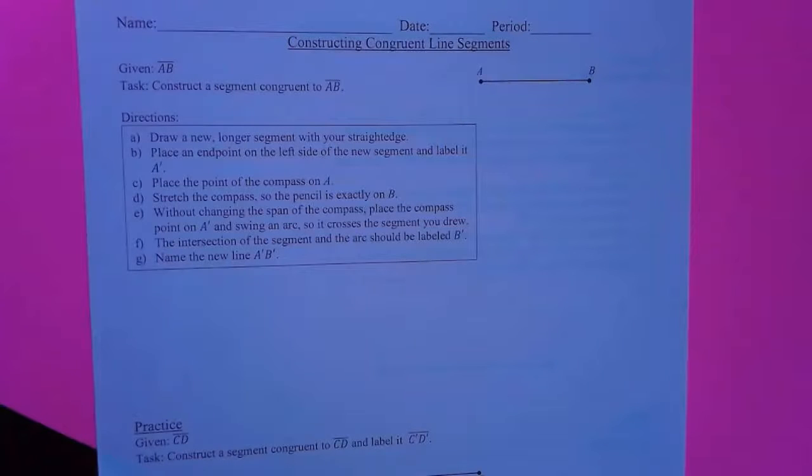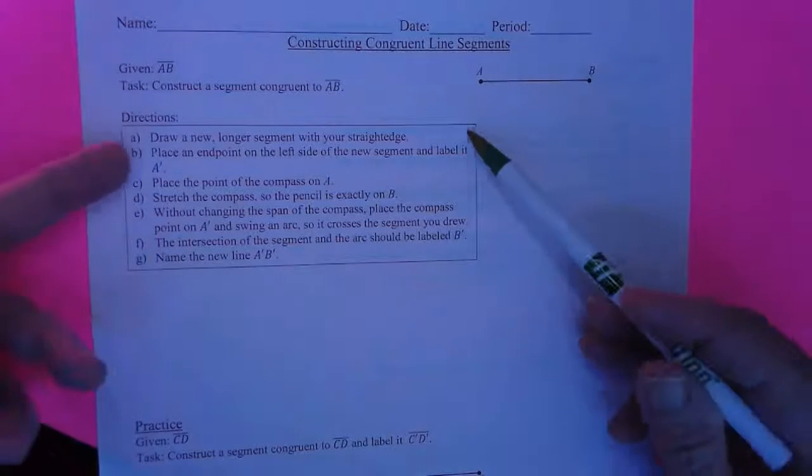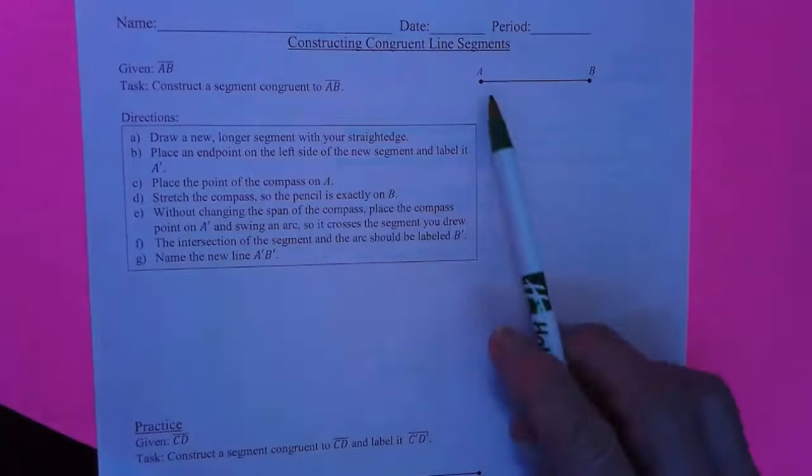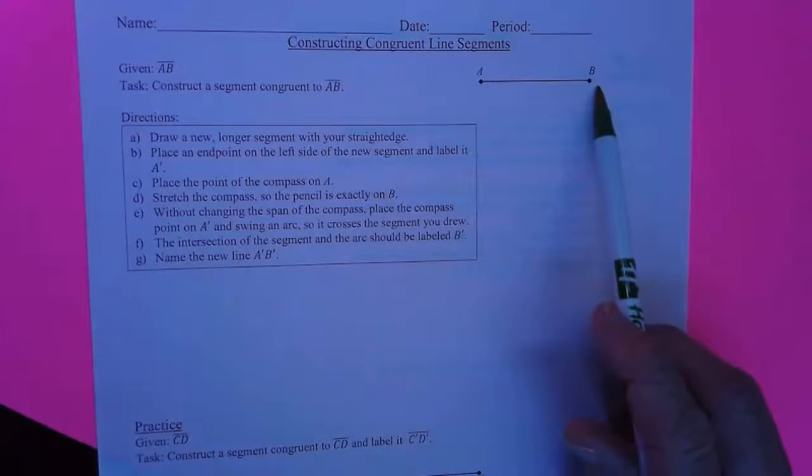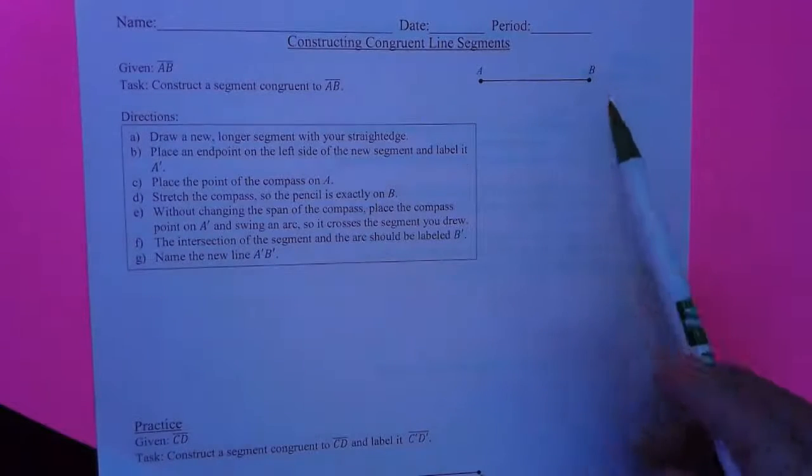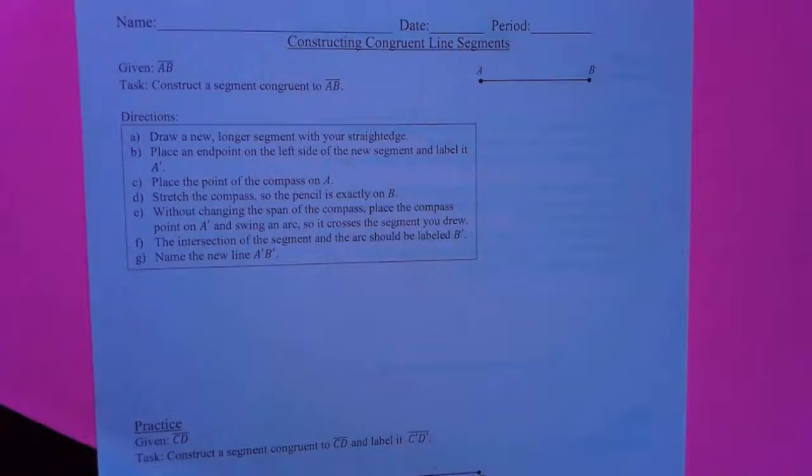So let's construct congruent line segments here. Here's segment AB we've been given. When I'm constructing a copy of it, then I'll move to the bottom of the paper, and there's another segment called CD. I will add it to AB to show you adding line segments.